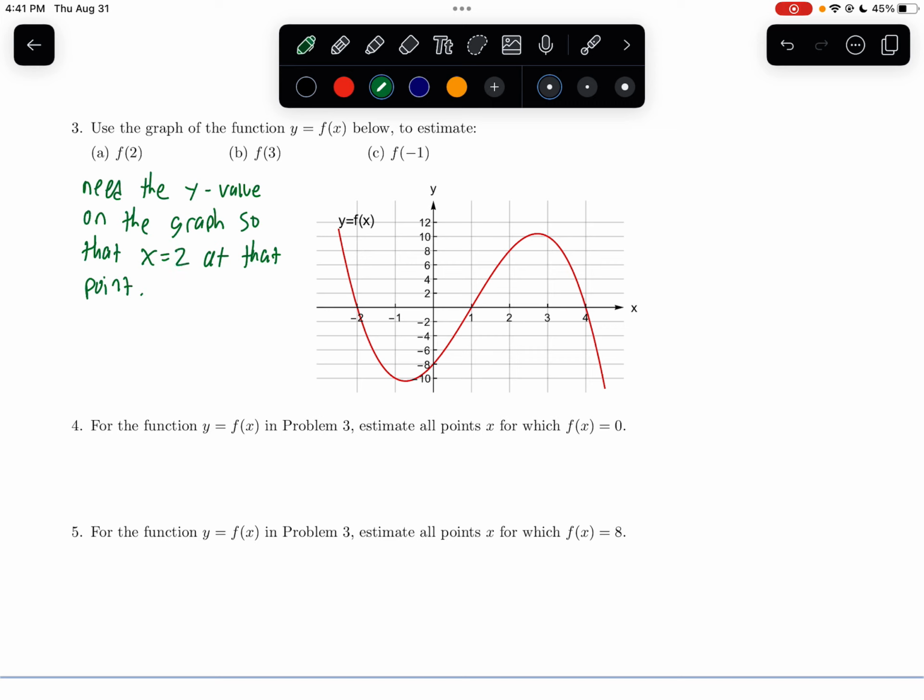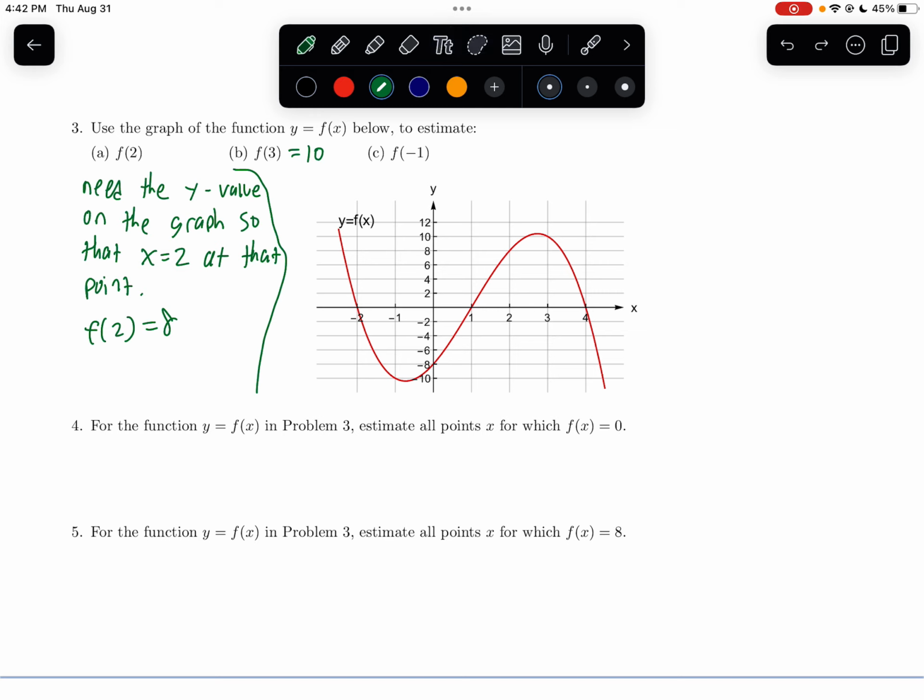Or we could think about we let x be 2, so here, and that reaches the graph there, and the output value is 8. So f of 2 has the value of 8. Same thing for 3. So you go over to x equals 3, and that reaches the function at a value of 10. So again, we're looking for the output value, so the function evaluated at the input given at 3, what is that number?